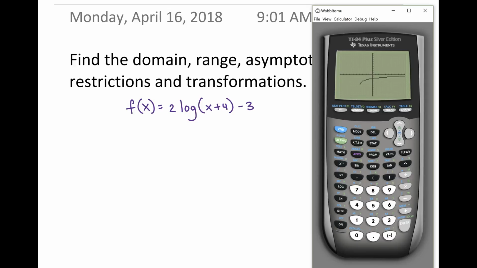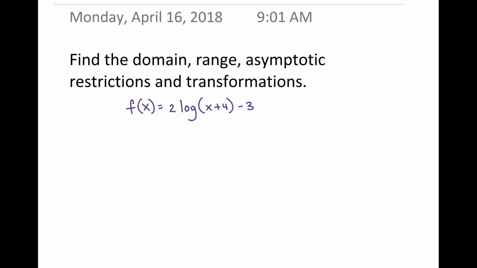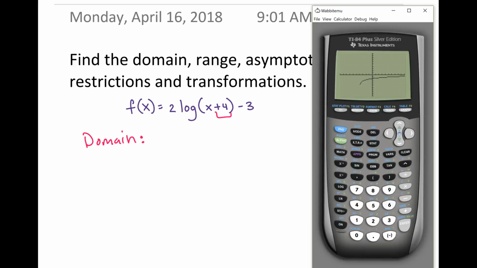No. Domain is the what values? The x values. What on this function changes where your x values start? What number? The 4, right? Because this moves the graph left and right. So this 4 means that the graph starts where for the x values? Negative 4.